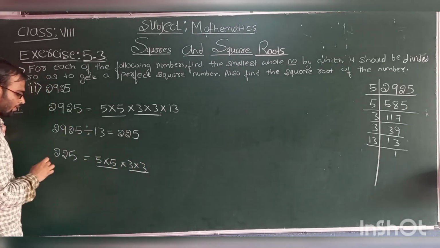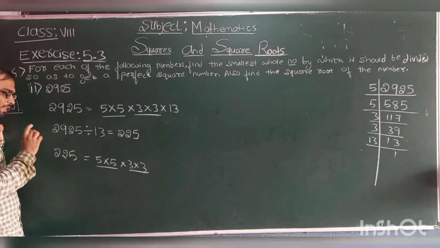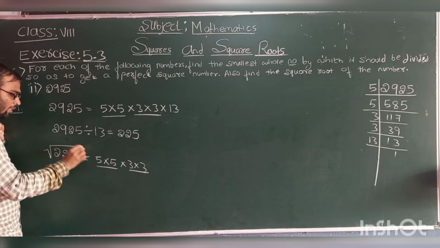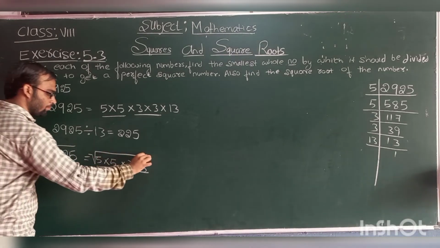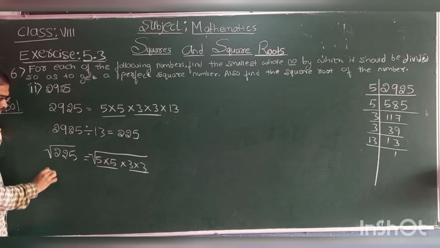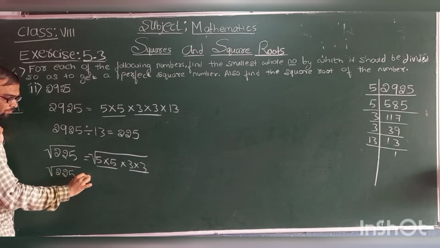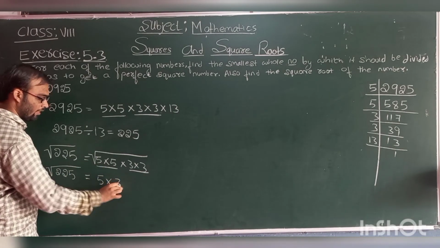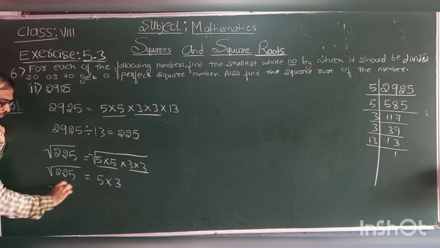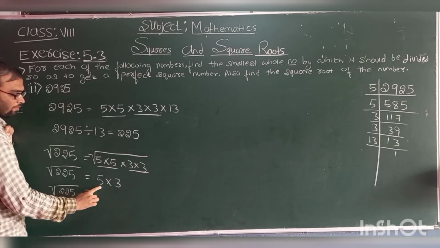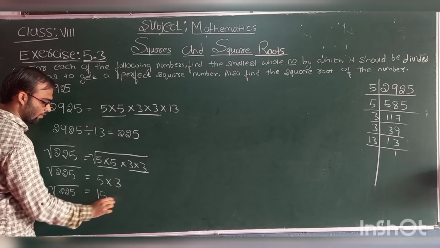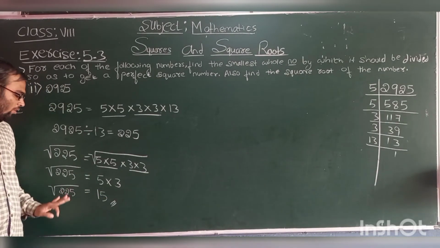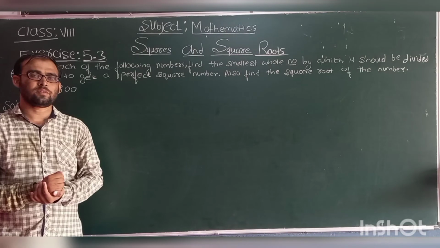Here are the factors. Now what we need to do? We need to find the square root of this number. Okay, so put the square root symbol. 5 one time and here 3 one time. 5 threes are 15. Okay, so what is meant by this? The square root of 225 is what? 15.